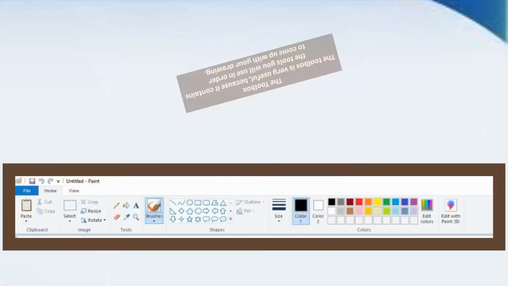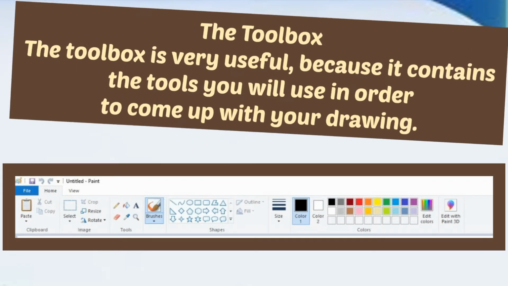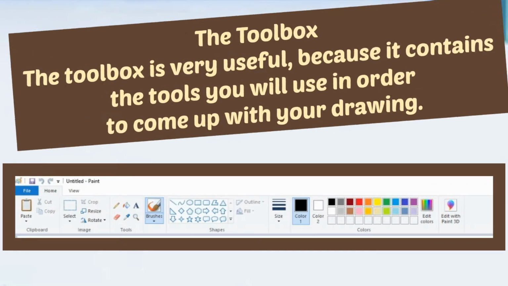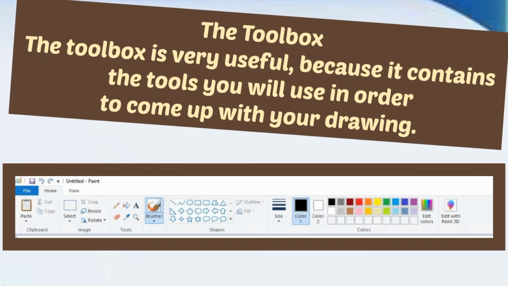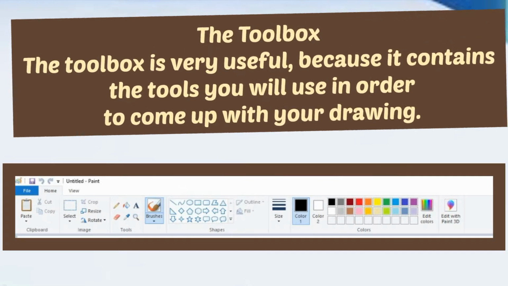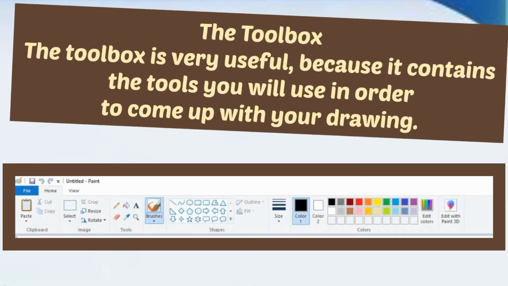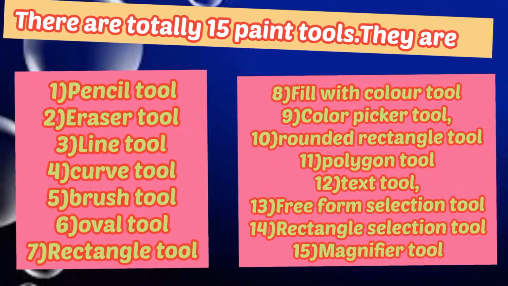And the third one is the toolbox. Basically, the toolbox is very useful because it contains the tools you will use in order to come up with your drawing. In the toolbox we have lots of tools like brushes, text, paint, color picker, and shapes and so on. Now let's discuss it one by one.